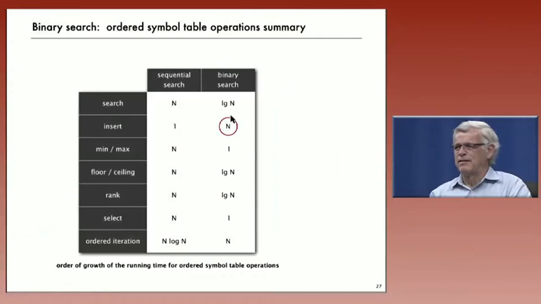And so that's really the key to thinking about ordered symbol tables and symbol tables in general. How can we guarantee that all operations are fast? Binary search is pretty good, but that's a major flaw. I can't maintain a dynamic table efficiently with binary search. And that's going to be our focus in the next lecture.